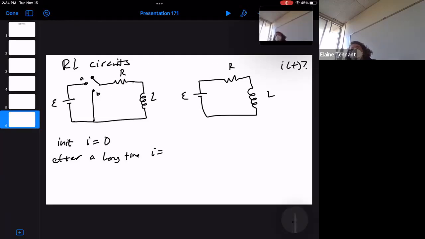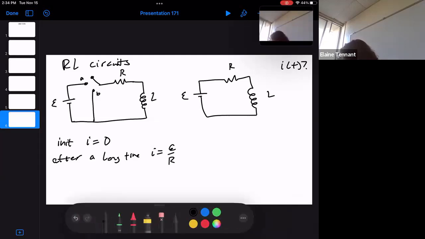Would it just be the drop-off across the resistor? Yeah, exactly right. So after a long time, if the inductor's not really doing anything, the resistor is the only thing blocking the current. So we're back to what this circuit would look like if you just had a battery and a resistor.